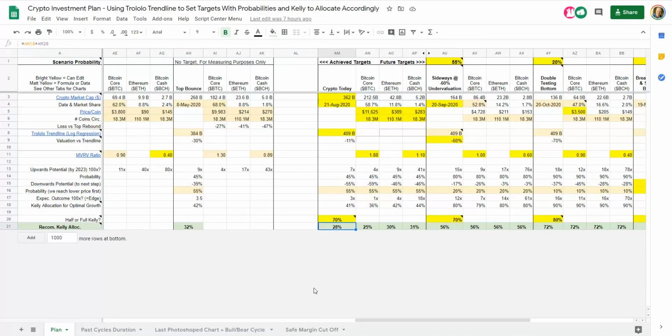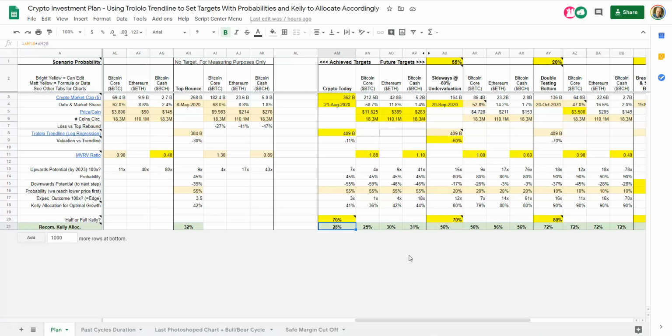But Trololo recommends only 30% allocation in crypto today. And I am over that. I'm at 50% now. I was at 40% a month back, but crypto has gone up a lot, so now I'm at 50%.